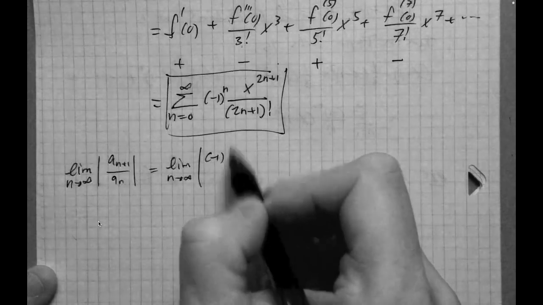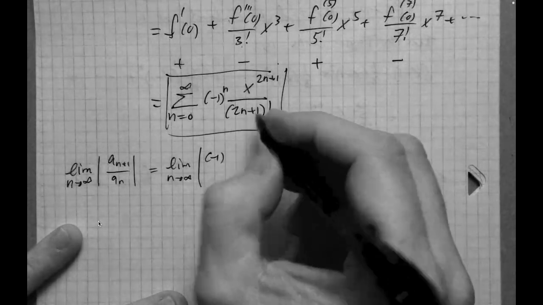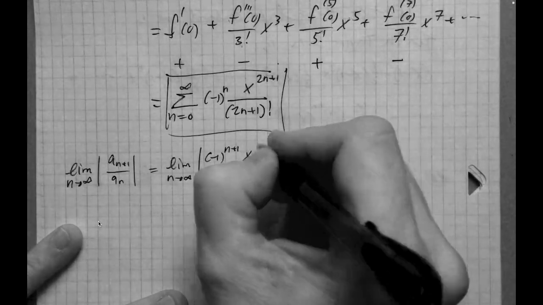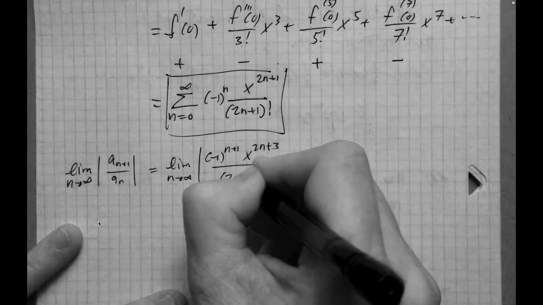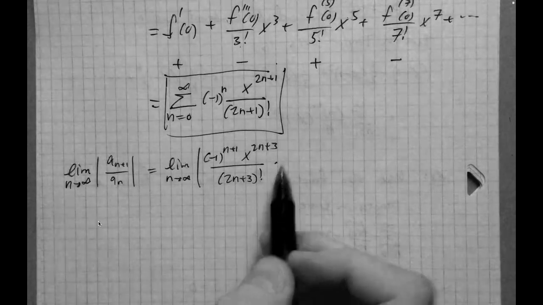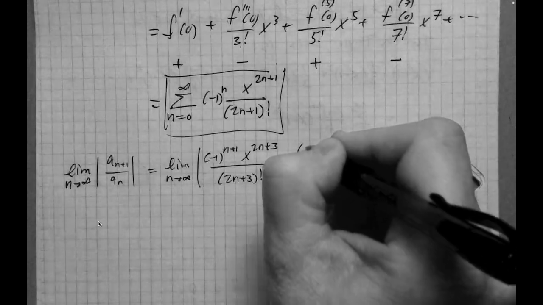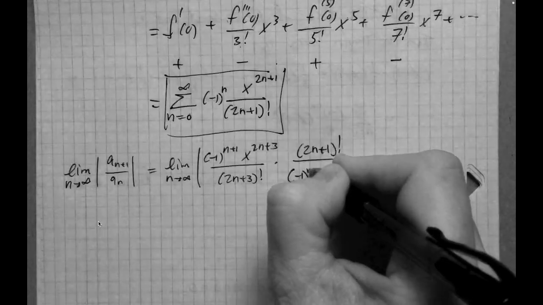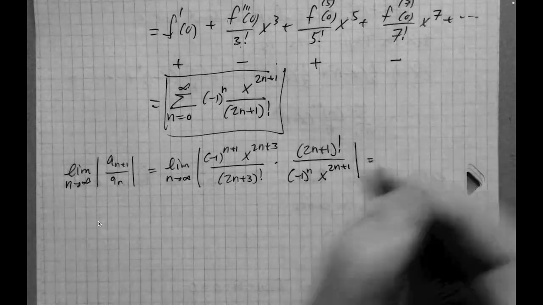So, plugging in the n plus 1 term to start with, this would be n plus 1, and then x to the 2n plus 3 over 2n plus 3 factorial, and then all of that would be divided by the nth term here. So I'm going to invert and multiply. This would be 2n plus 1 factorial over negative 1 to the n, and x to the 2n plus 1.